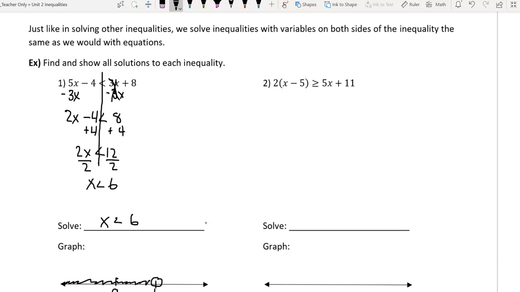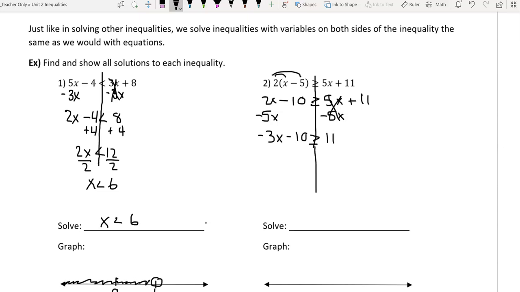Today, since it's a video, if you get stuck, pause it and look at it again, okay? For number 2, just like what we would do for equations, I'm going to distribute. So we would have 2x minus 10 is greater than or equal to 5x plus 11. Again, I like my variable on the left side, so I'm going to move my 5x by subtracting it. Subtract 5x over here. Then 2 minus 5 is negative 3x, minus 10 is greater than or equal to 11.